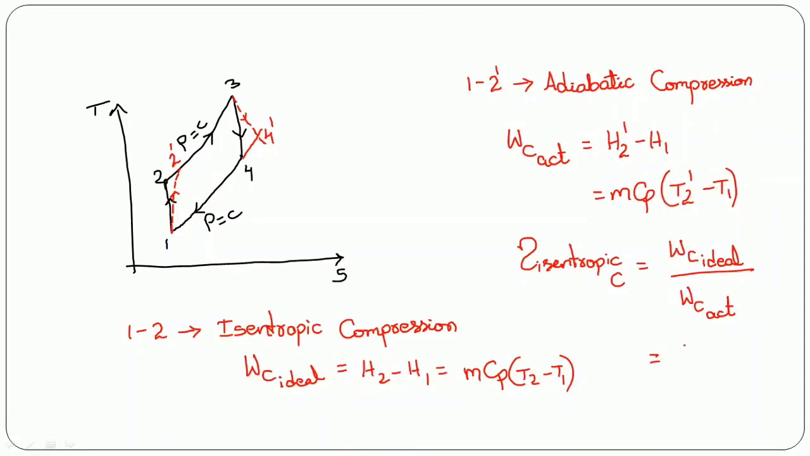Now from this, ideal work done is H2 minus H1 by actual work input is H2 dash minus H1. We can also write this as T2 minus T1 by T2 dash minus T1. So this is the isentropic efficiency of the compressor. Now let us go for the turbine case. So if you observe the turbine case, process 3 to 4 is isentropic expansion, which is an ideal process.